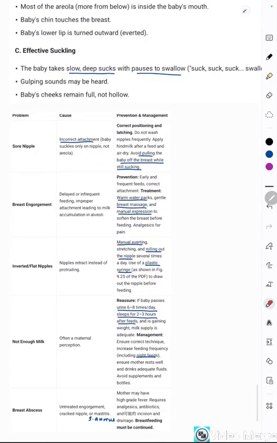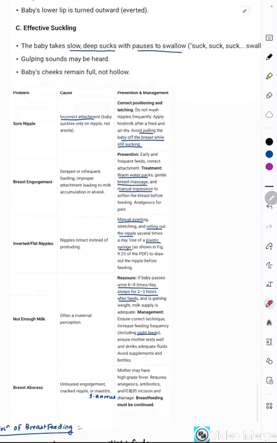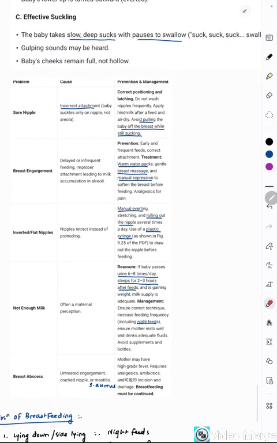Effective suckling. So it's a tendency of the baby to take slow deep sucks and then pause to swallow. So suck, suck, suck and swallow. Gulping sounds can be heard and the baby's cheeks remain full and not hollow. That means it's a sign of effective suckling.